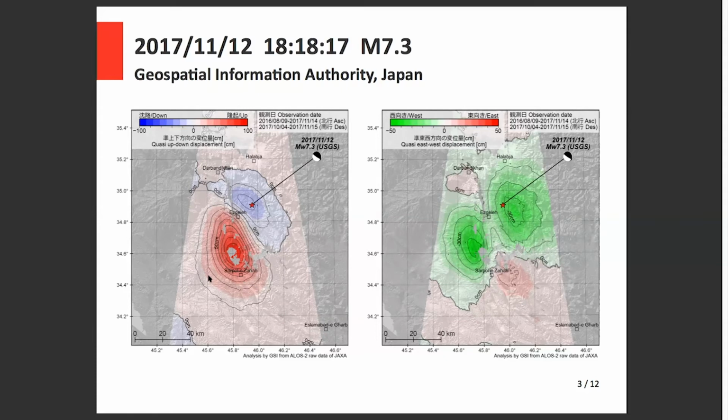So the one on the right is the east-west. Correct. Yes. Actually, in the observation, there's an ascending and descending. So it looks like they took a difference from those 2. Yeah, so maybe the frames have very good overlap. Yeah, definitely. You could do the same thing here. Thank you.